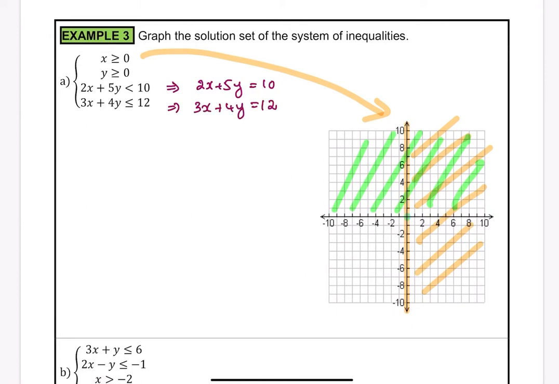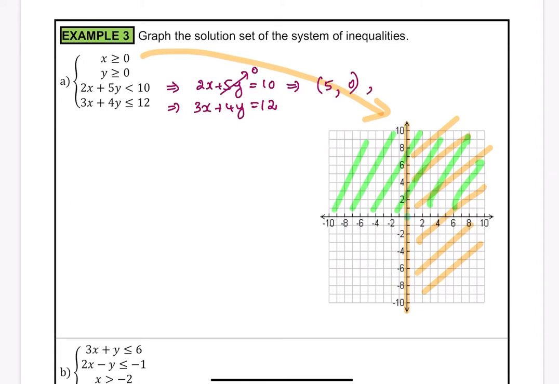So what I'm going to do is again plot 2 points, so that way I know the lines. When I plug in y is equal to 0 in here, this is 0. So therefore, I would have 2x equal to 10. That means that x is equal to 5. So I have the point 5 comma 0.